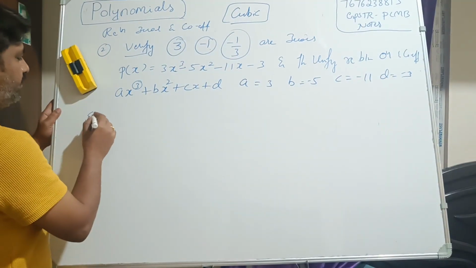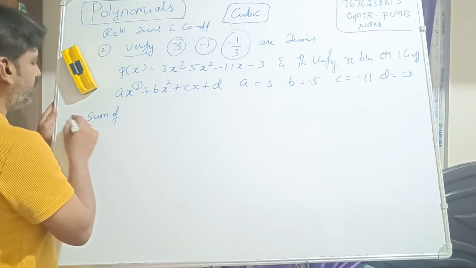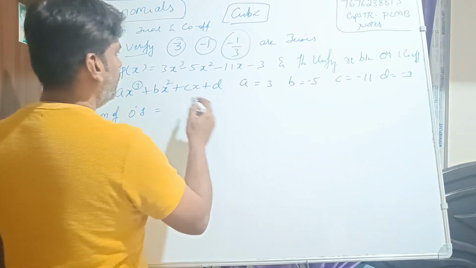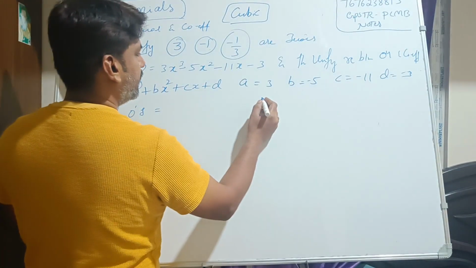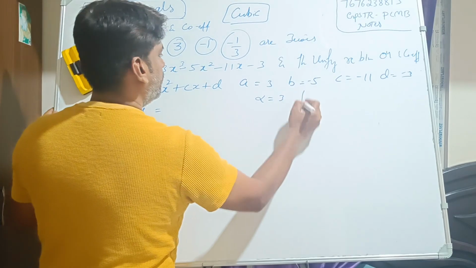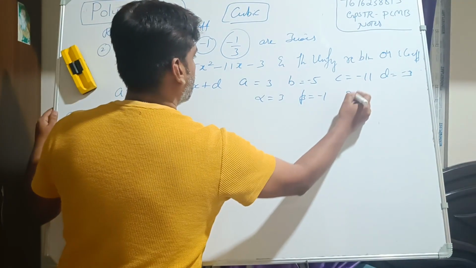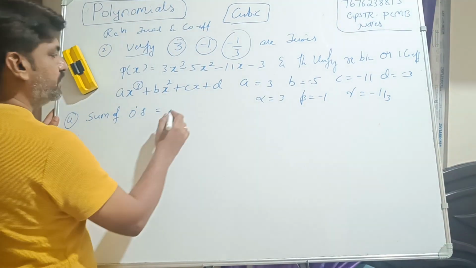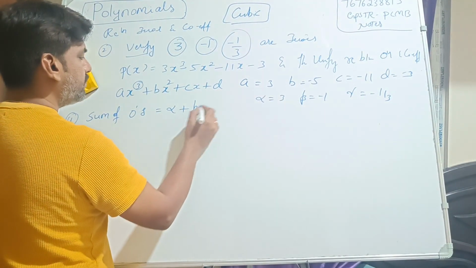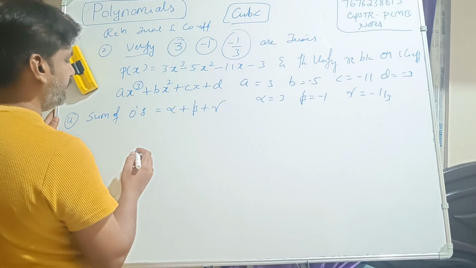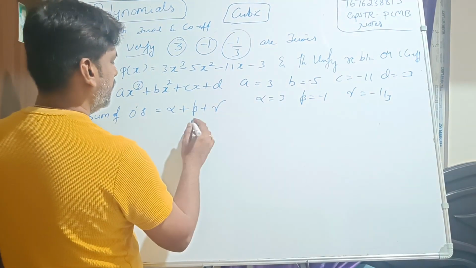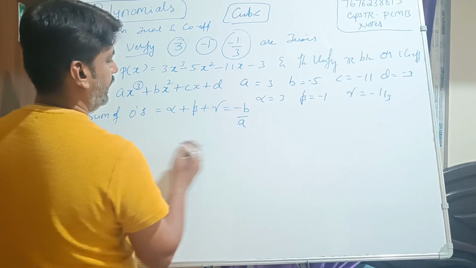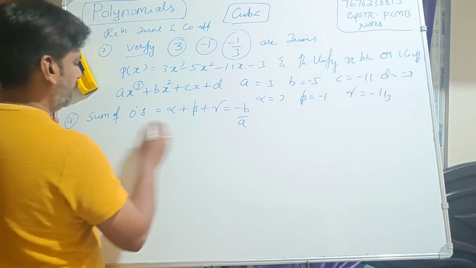So what you should take? You should take the sum of zeros. Now what I will do is, I will take alpha as 3, beta as minus 1, gamma as minus 1 by 3. So these are the 3 zeros. So what is the sum of zeros? Alpha plus beta plus gamma, right? So the sum of the zeros is nothing but minus b by a, right? So this will cross check.